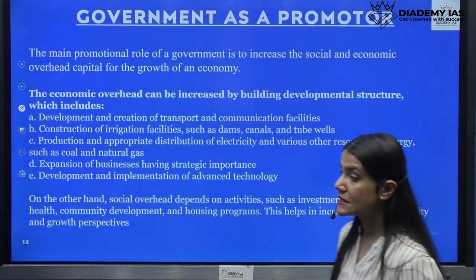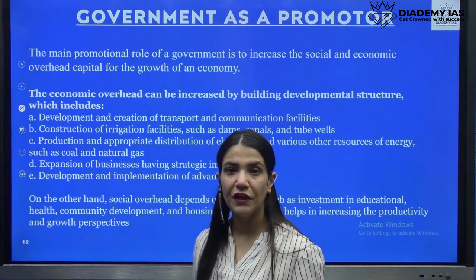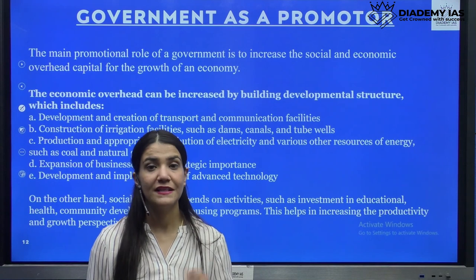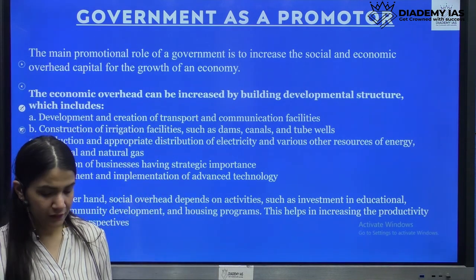Now we come to the second, and again a very important, role that the government plays, and that role is that of a promoter, right?